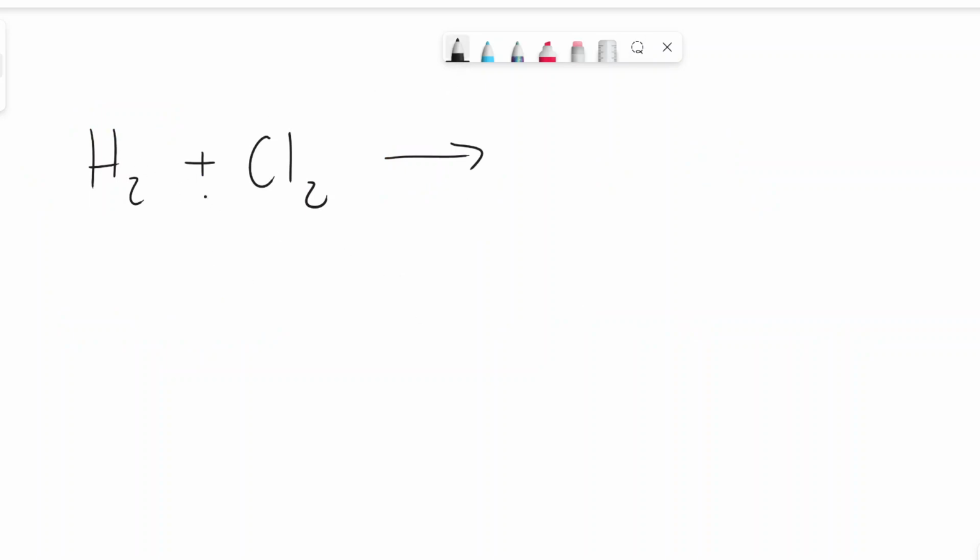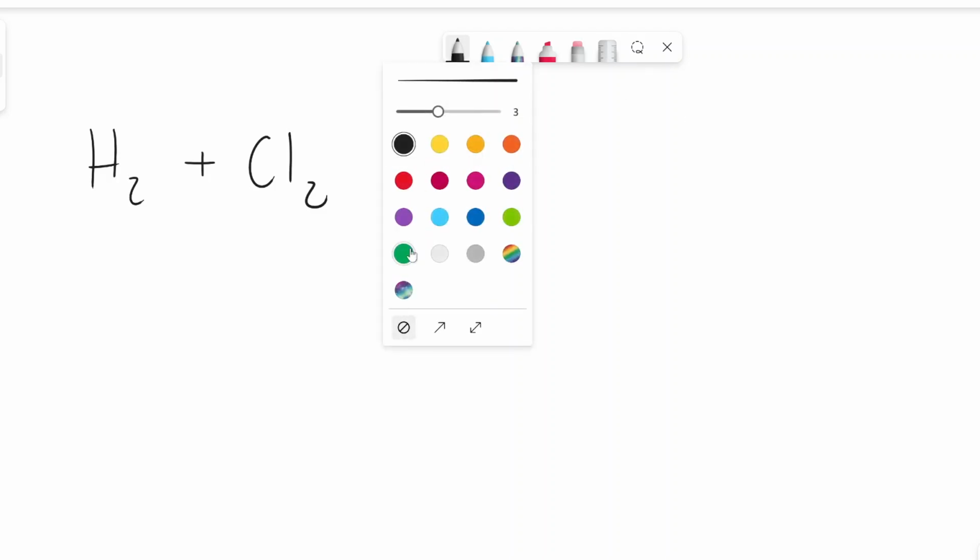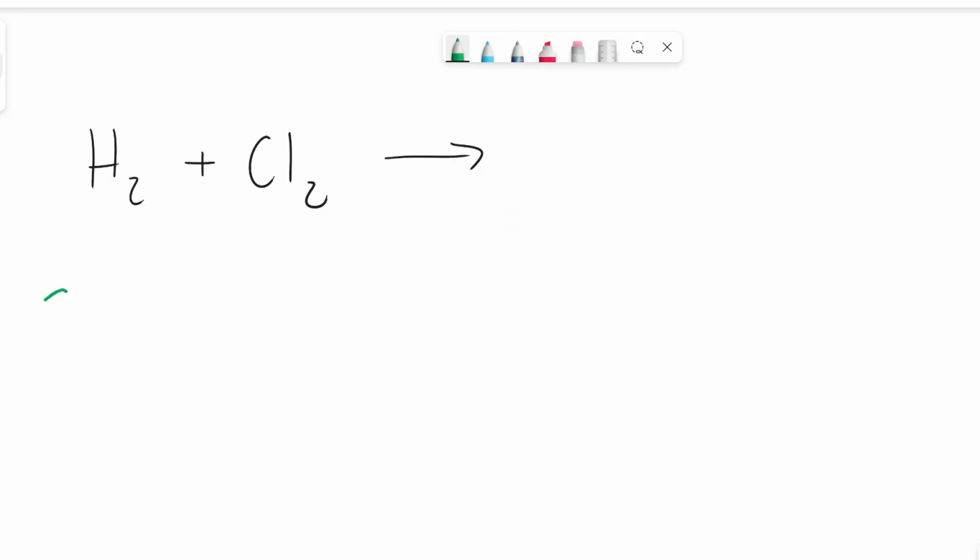Our next example is going to be hydrogen and chlorine. This is going to be a synthesis reaction. Remember, that's always our first step: figure out what type of reaction this is. This is synthesis because we have two elements right here. We're going to combine them to form one compound. So, write that down. This is synthesis.